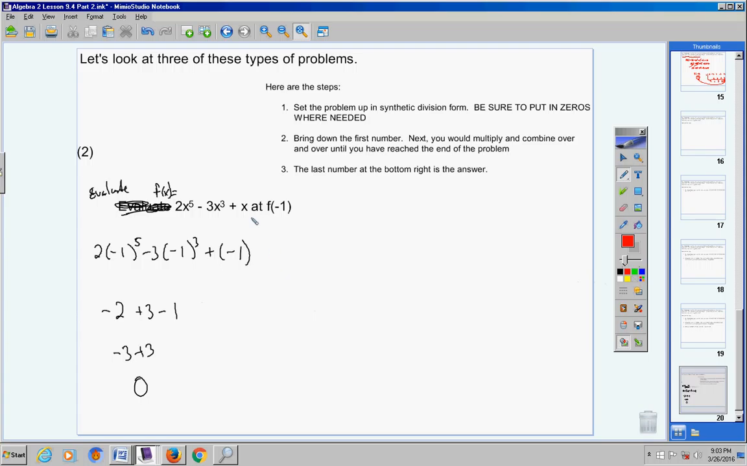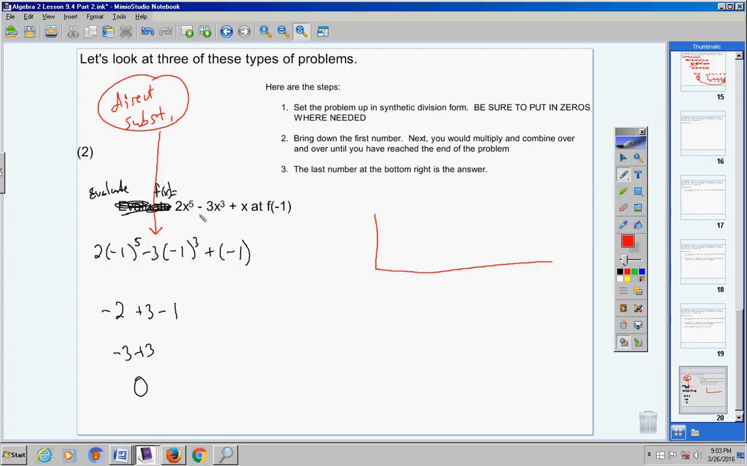So here we go. Let's evaluate this function at -1. But instead of doing it this way, by the way, this is called direct substitution, this method that you're used to doing where you put a -1 in for x. Everywhere there's an x, you put a -1. That's called direct substitution. Okay? And that's what we got out. Now let's use synthetic division.